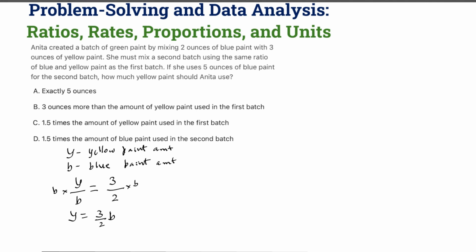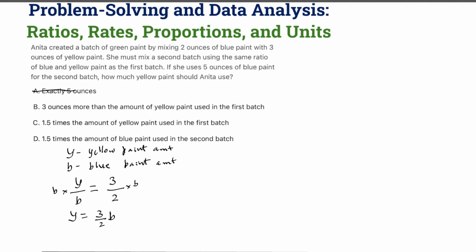So the question is asking if she uses 6 ounces of blue paint for the second batch, how much yellow paint should Anita use? So the amount of yellow paint that Anita would use is just going to be 3/2 times the blue paint that she uses. So let's look at the options. So A is incorrect because it would be 3/2 or 1.5 times the blue paint.